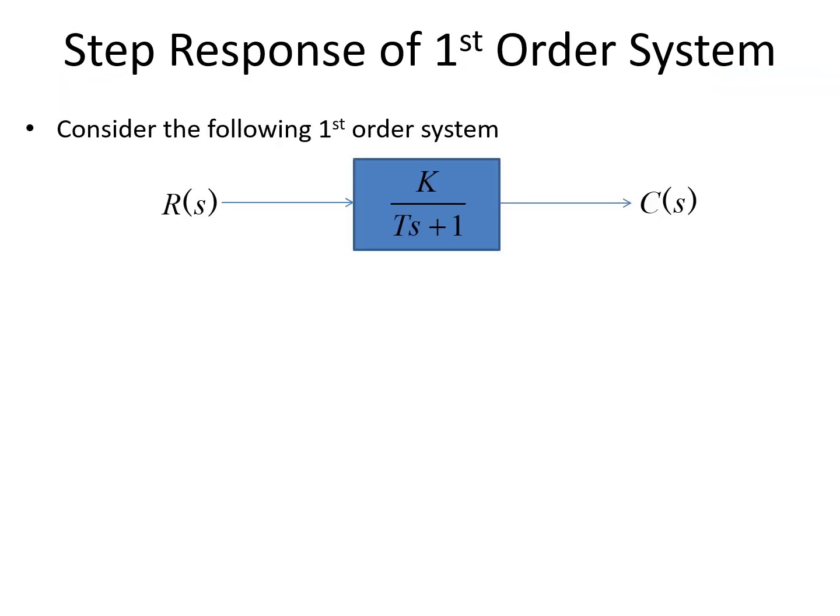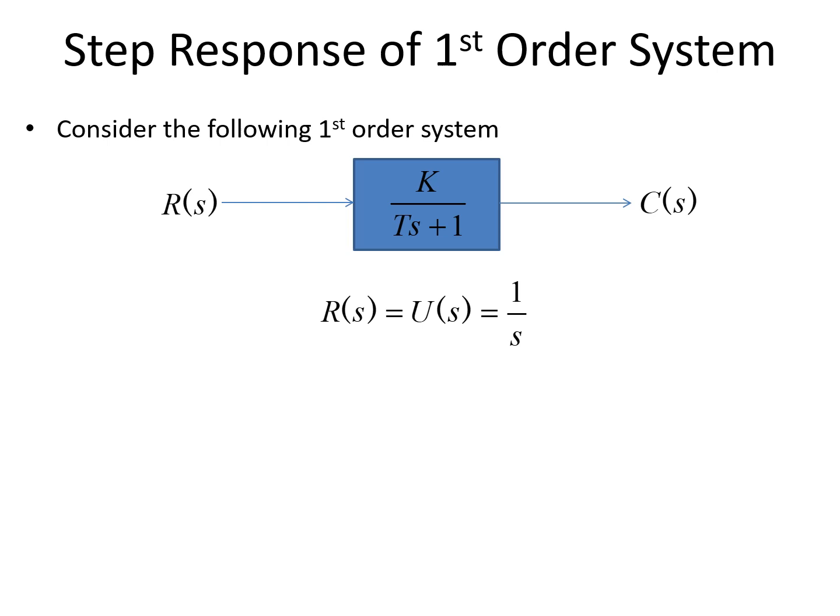Considering the block diagram of a first order system, this is a general block diagram for the system with the transfer function K divided by Ts plus 1, where K is the DC gain and T is the time constant. For this I am giving a unit step signal as an input. So u of t is your unit step signal.